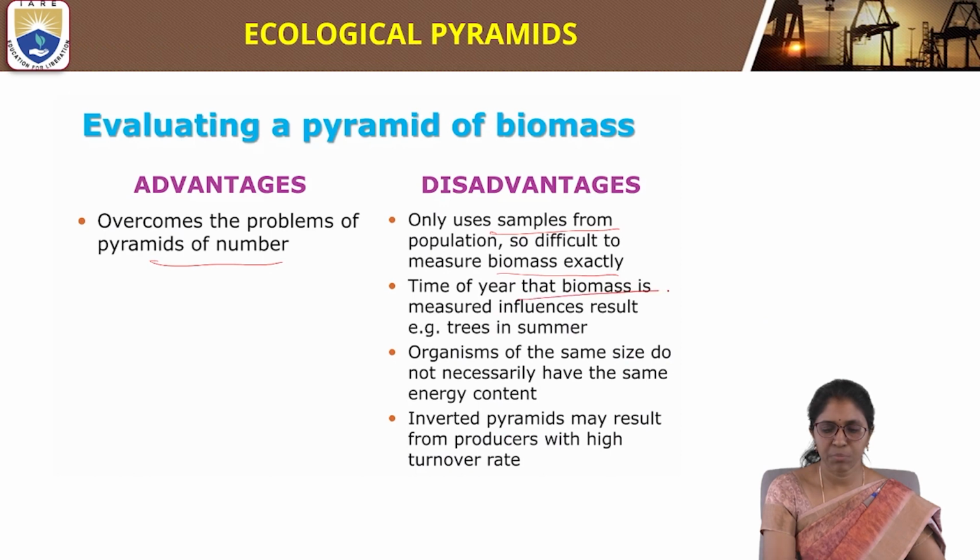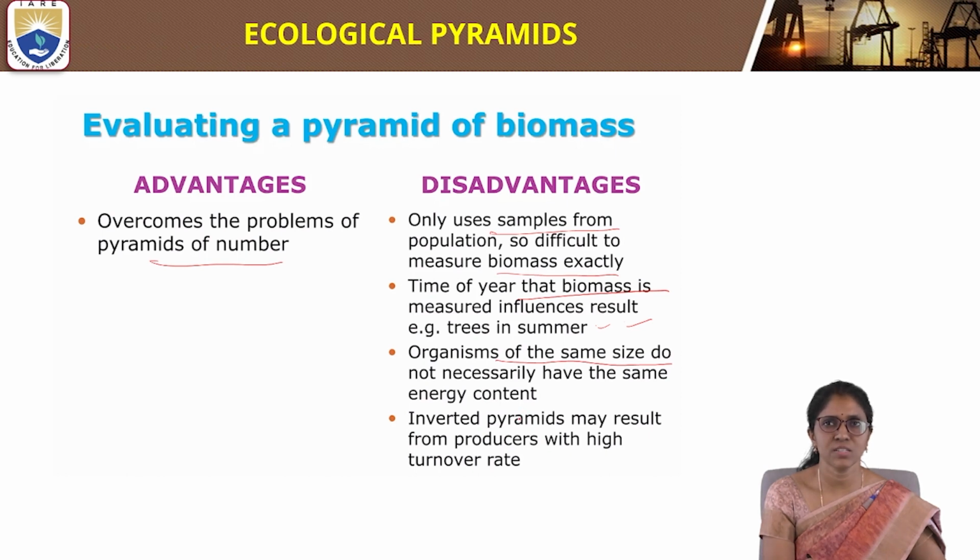The time of year that biomass is measured influences the result. An example is trees in summer. The time of year influences the result of the biomass. With trees in summer, some trees have leaves, some trees do not have any leaves. So biomass decreases or increases.